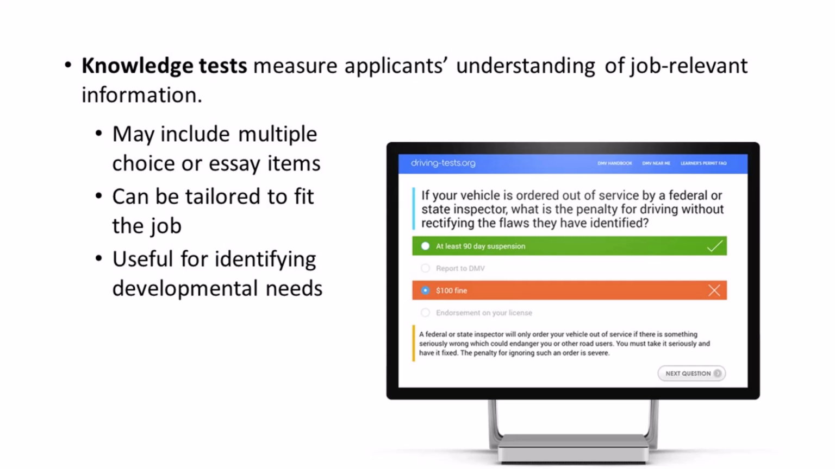Knowledge tests measure applicants' understanding of the job and the information needed to do the job well. These tests assess declarative knowledge, knowing what, and procedural knowledge, knowing how, using multiple choice and essay items that are tailored to the job. Examples include your course exams and the written driver's license test.